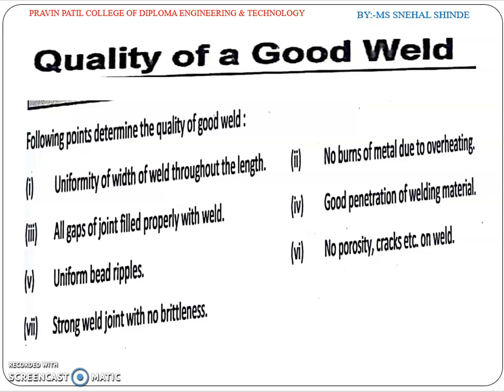Next is the quality of a good weld. In this, we determine the quality of a good weld, that is: uniformity of width of weld through the length, all gaps of the joint filled properly with the weld, uniform bead ripples, strong weld joint with no brittleness, no burns of metal due to overheating, good penetration of the welding material, no porosity or cracks on the weld.